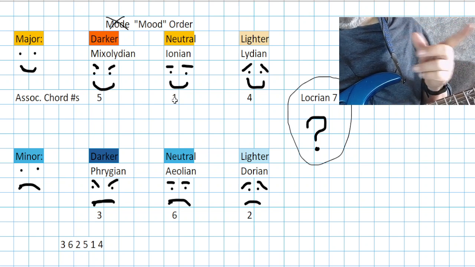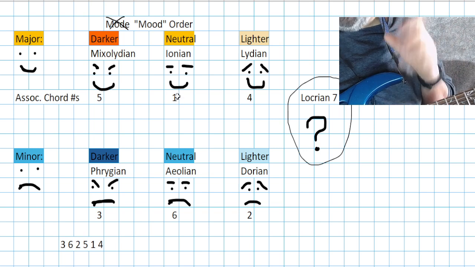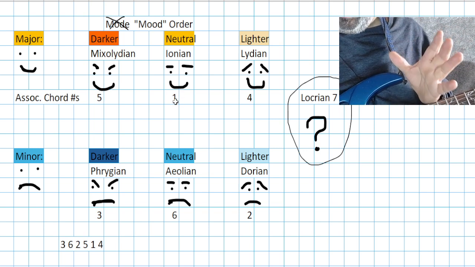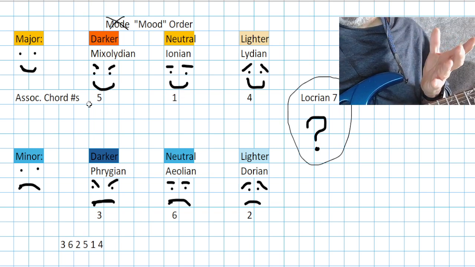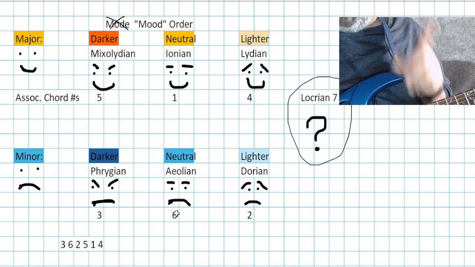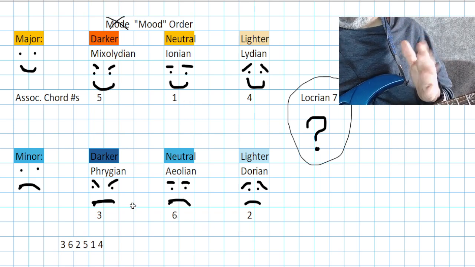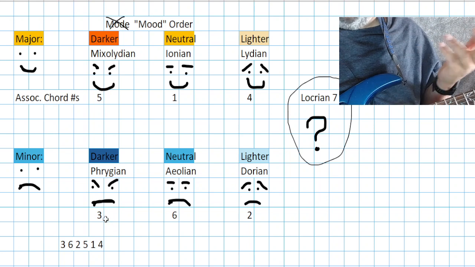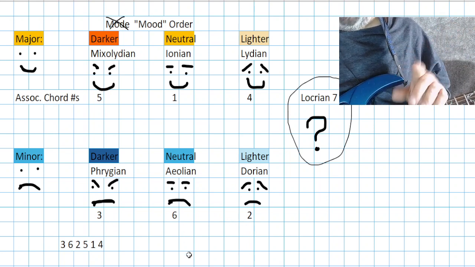514 in the major category, 1 is the neutral. It's going to be darker and lighter. And remember, 6 is the neutral, and you have darker and lighter as 3 and 2. Remember that. Sheet number 2.